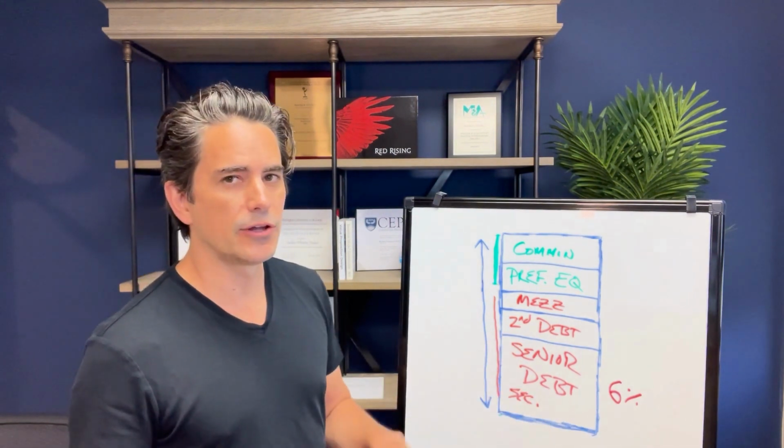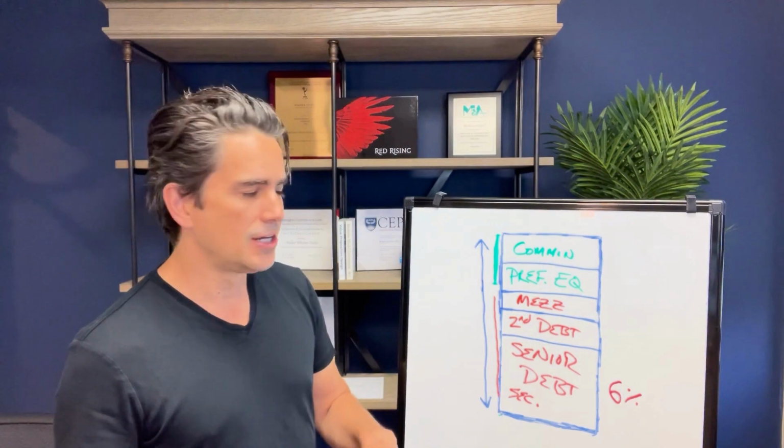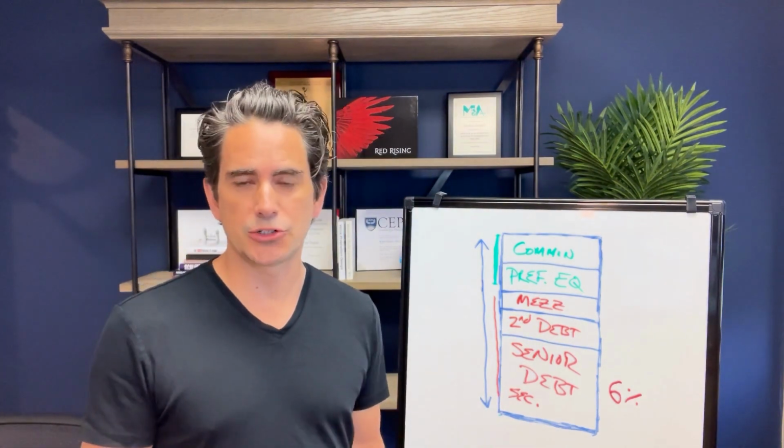Then you've got a secondary, unsecured lender. Because it's unsecured, usually the interest rate is slightly higher.